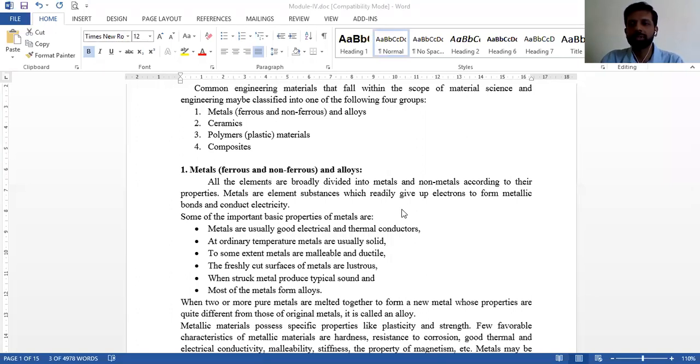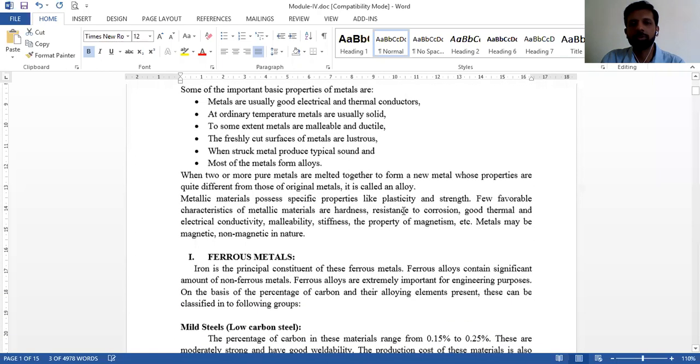As we have already studied in school, ferrous materials predominantly consist of iron content. The major portion of it is made up of iron itself. That is more predominantly available, and it is being used in many applications.